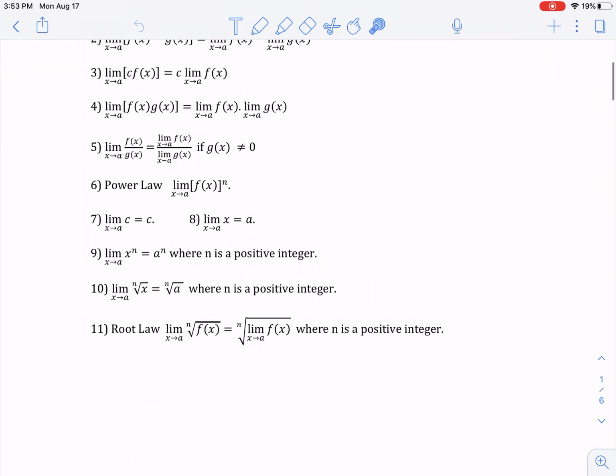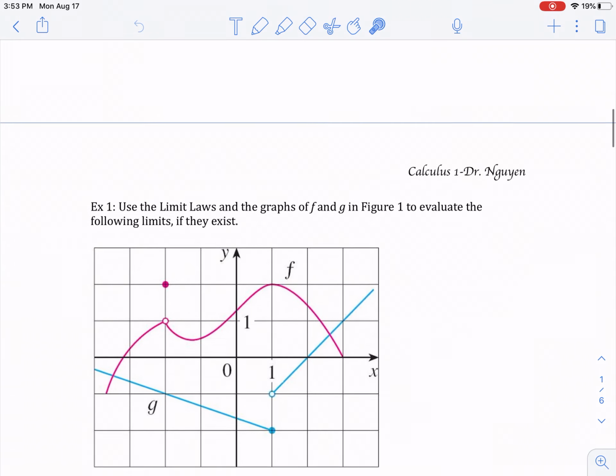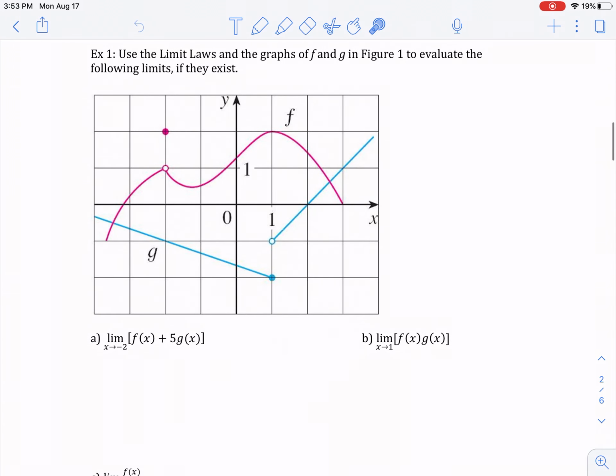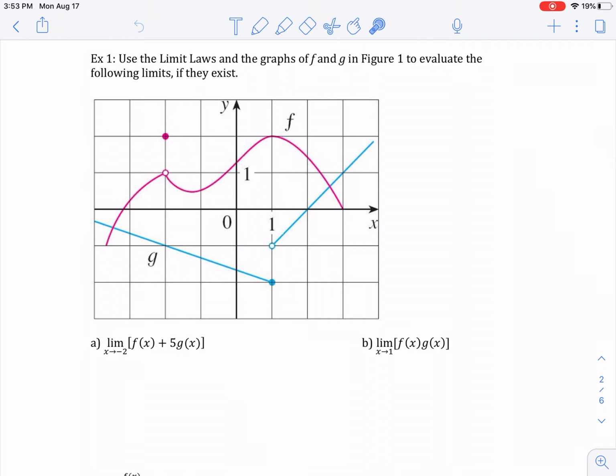All right, so let's take a look at the first example using limit laws. Based on the graph, you can write down the limit easily. For example, x approaches -2. So where's -2? This is -2 for x, right? So x approaches -2. We want to find the limit of f of x plus 5g of x. This is function g, this is function f.